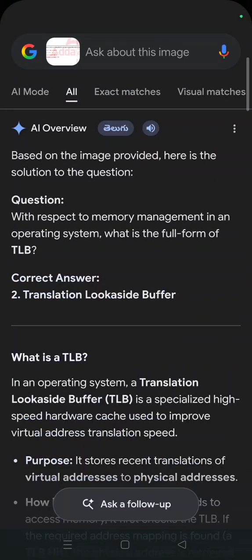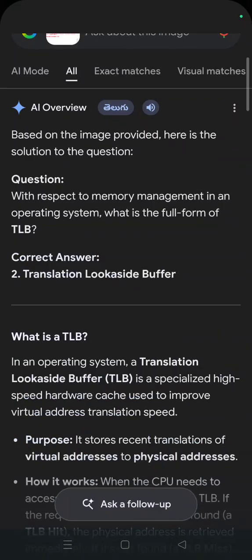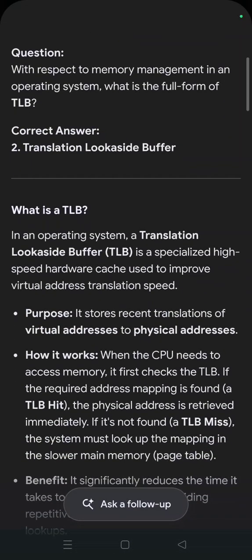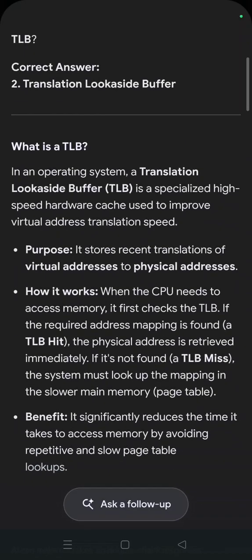The question is in respect to memory management in operating systems. So what is the full form of TLB? Translation Look-aside Buffer. What is TLB? In an operating system, a Translation Look-aside Buffer (TLB) is a specialized high-speed hardware cache used to improve virtual address translation speed. Purpose: it stores the recent translations of virtual addresses to physical addresses.